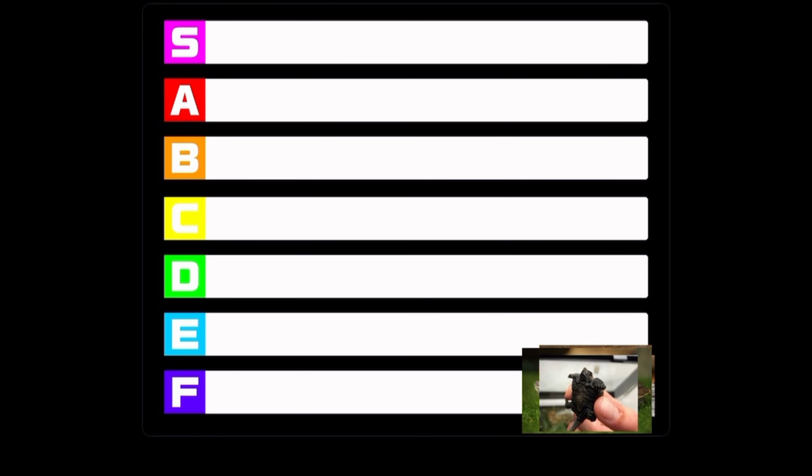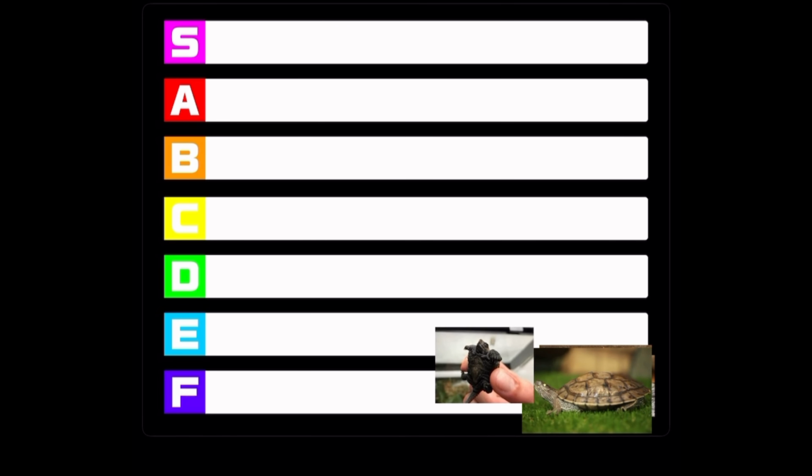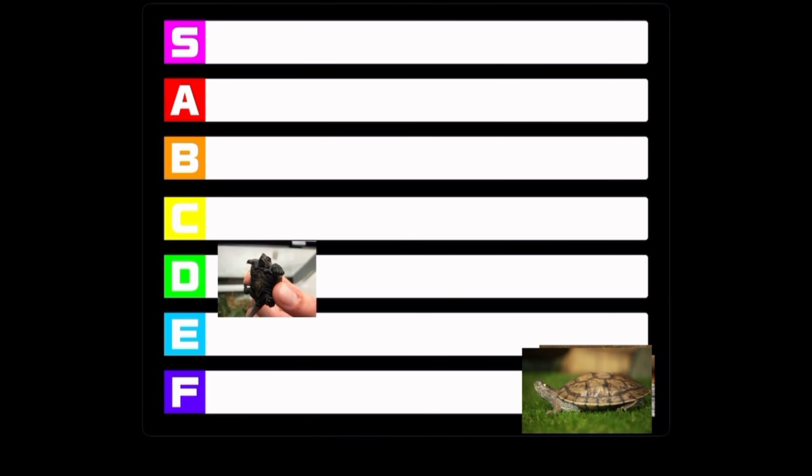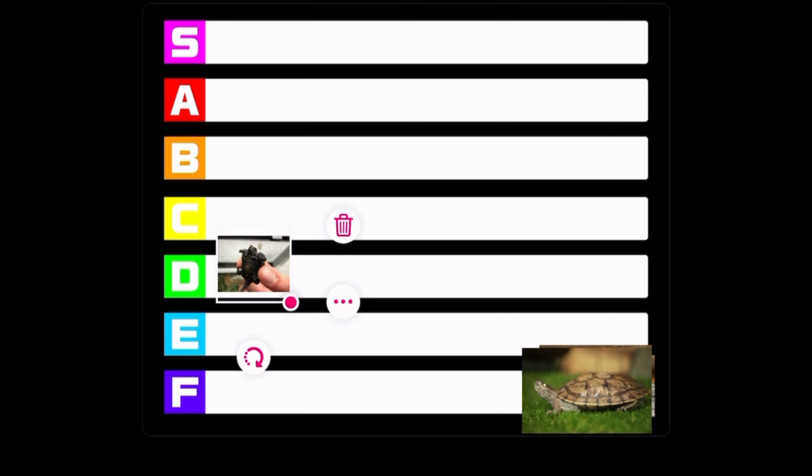First up, we have the snapping turtle. They're really cool turtles, but they like to bite a lot. So I'm going to rank it probably in the D tier because I don't want to be bitten by one of those snapping turtles because it hurts. I got bit by one of them in a river. So I don't think those are really good pets to keep.